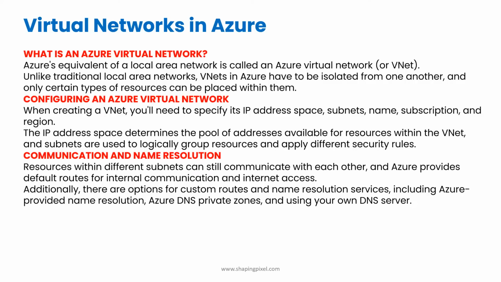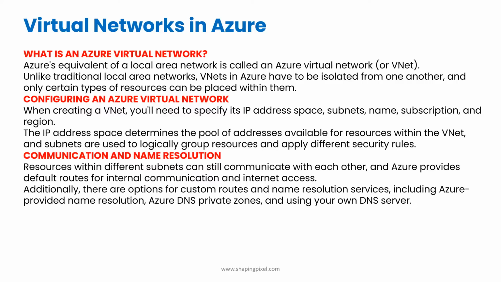Virtual networks in Azure. Ever wonder how virtual networks work in Azure? Let's dive in. Azure's equivalent of a local area network is called the Azure Virtual Network, a VNet. Unlike traditional local area networks, VNets in Azure have to be isolated from one another, and only certain types of resources can be placed within them.